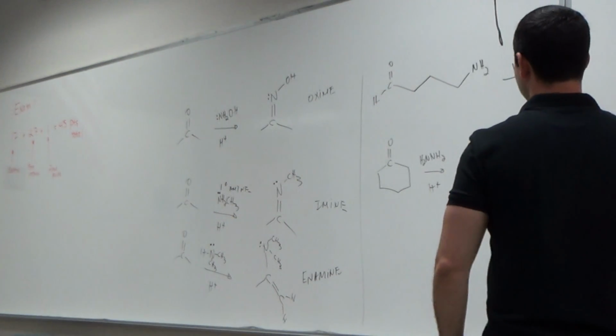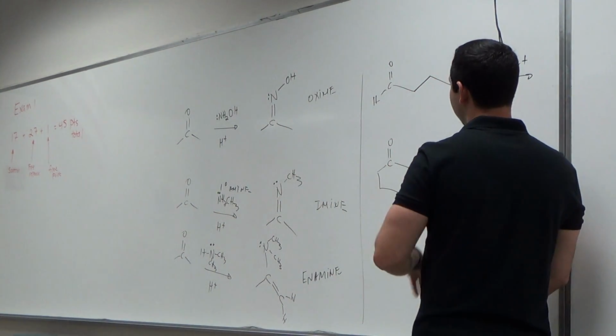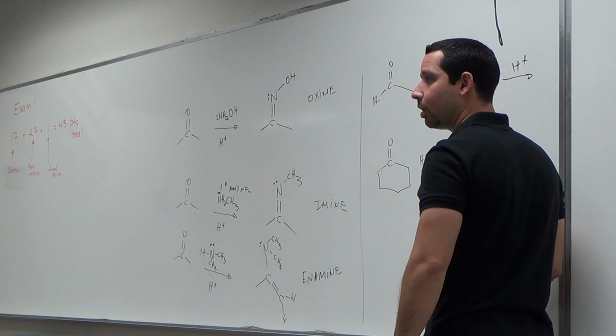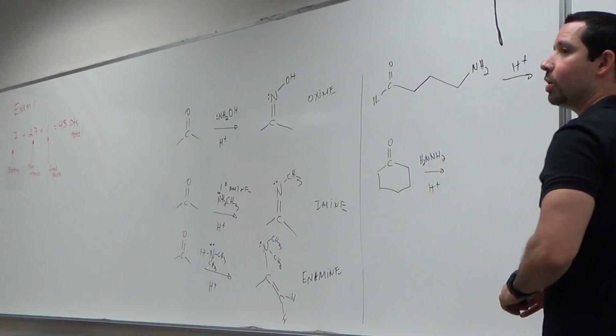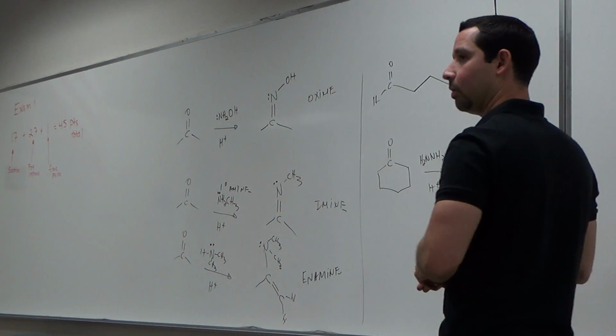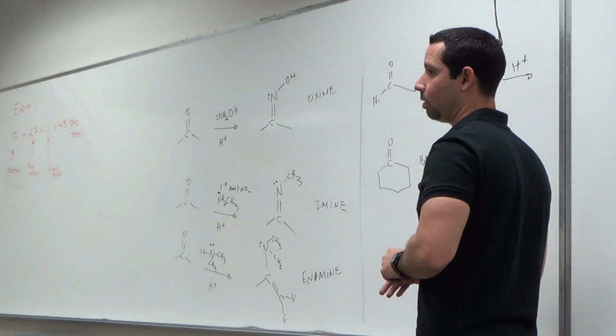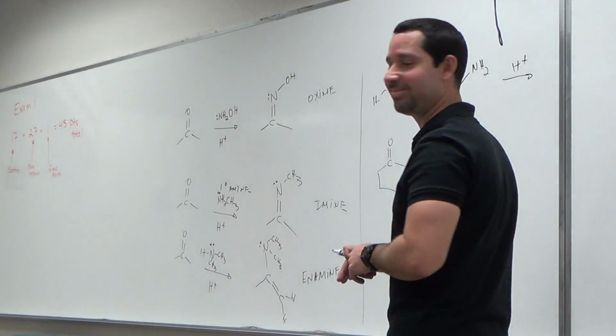So how many members will the ring have? Three? Four? 1, 2, 3, 4. The ring is going to be how many? 5, 1, 2, 3, 5. You say 4, raise your hand. You say 5, raise your hand.